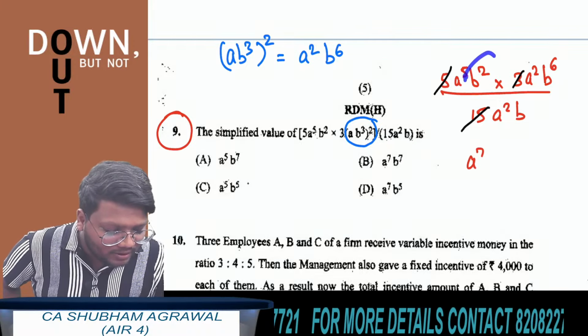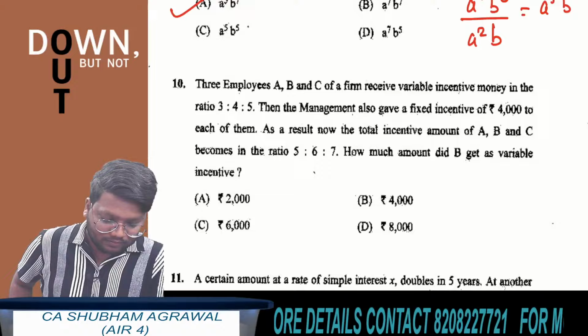Divided by a square b. Now a to the power 7 divided by a square is a to the power 5. Base is same and we are dividing the terms, it means we have to subtract the powers. And b to the power 8 divided by b, again base is same and we are dividing, so we subtract the powers. 8 minus 1 is 7. A power 5 multiplied by b to the power 7. Which option is correct? Option A is the correct answer.